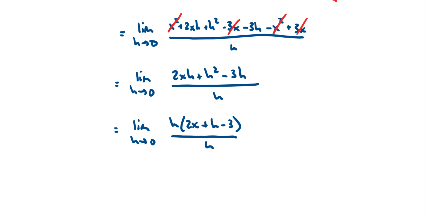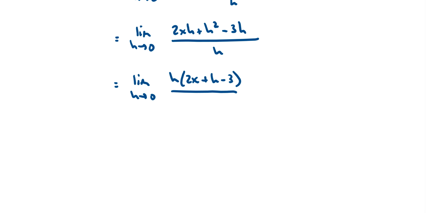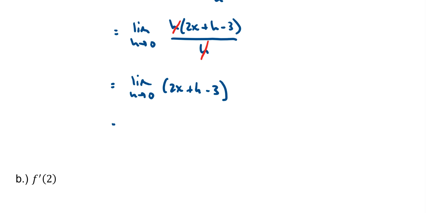And now we get to the best part of the question, because h divided by h cancels to 1. So the h in the denominator cancels. Once that h in the denominator cancels, now we can apply direct substitution. Just make sure you're only plugging into h. You're not plugging into x, h only. So we end up getting, let me just plug it in, 2x plus 0 minus 3. So that gives us our derivative function, f prime of x equals 2x minus 3.